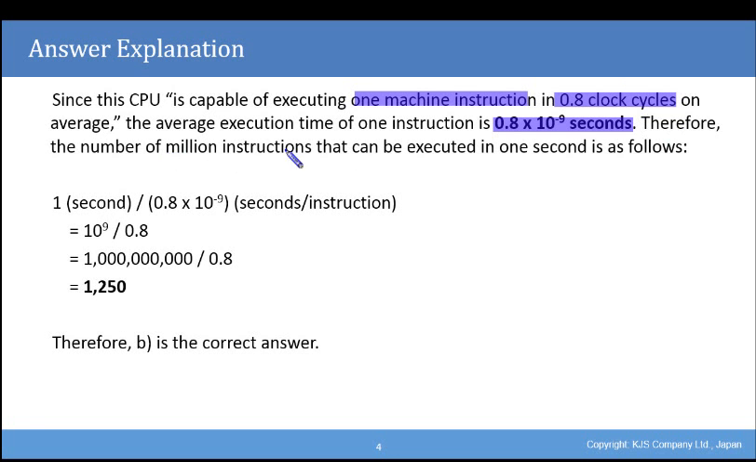Therefore, the number of million of instructions that can be executed in 1 second is as follows. We have our 1 second and we divide this by the seconds per instruction. So this is equal to 1 second over 0.8 times 10 to the minus 9, which is equal to 10 to the 9 over 0.8, i.e. 1 times 10 to the 9 over 0.8, which is equal to 1,250 million instructions in 1 second. Therefore, B is our correct answer.